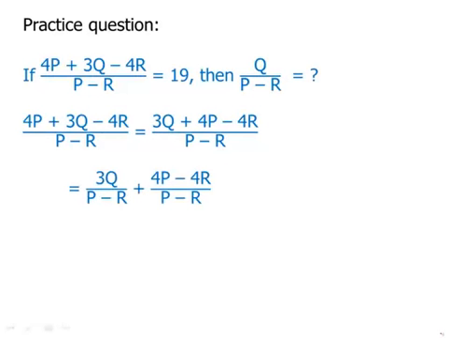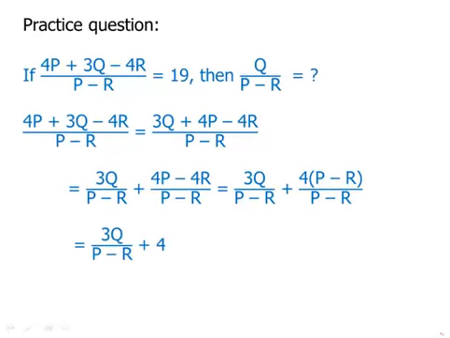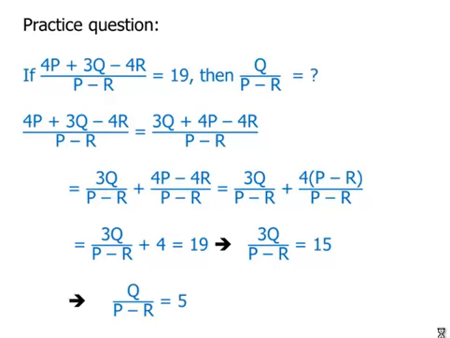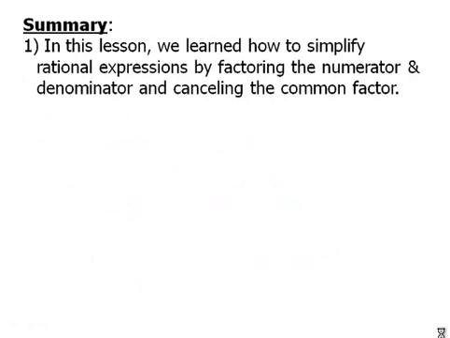So it looks like that first one we're not going to be able to factor at all. But that second piece, we can factor out a 4 in the numerator, then cancel p minus r. And what we're left with is 3q over p minus r plus 4. And this equals the original expression. Well, that's interesting. The original expression equals 19. So if we subtract 4 from both sides now, we get 3q over p minus r equals 15. Well, now we'll just divide both sides by 3, and we get q over p minus r equals 5. And thus we have answered the question.